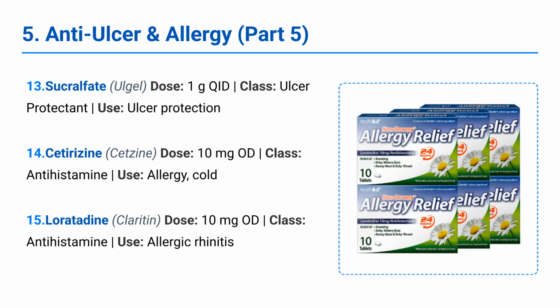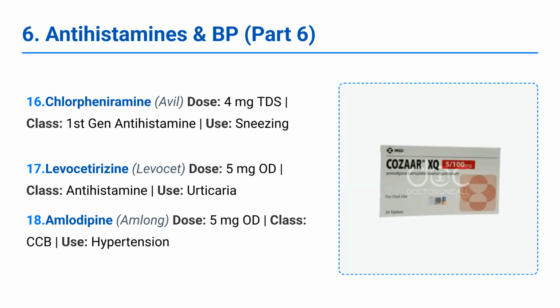For anti-ulcer and allergy, sucralfate protects against ulcers. Cetirizine and loratadine are antihistamines, used for general allergies, cold symptoms, and allergic rhinitis. Moving to antihistamines and blood pressure, chlorpheniramine is a first-generation antihistamine for sneezing. Levocetirizine treats urticaria. Amlodipine, a CCB, is prescribed for hypertension.